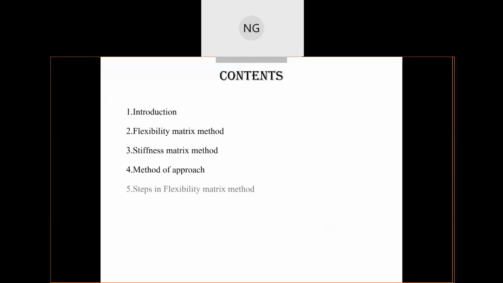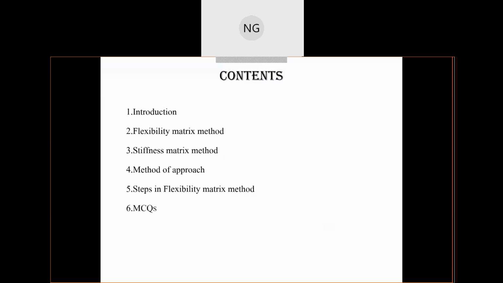Coming to the content of this presentation: the first is introduction, the second is the flexibility matrix method, the third is the stiffness matrix method, then methods of approaches, then steps in the flexibility matrix method, then multiple choice questions.